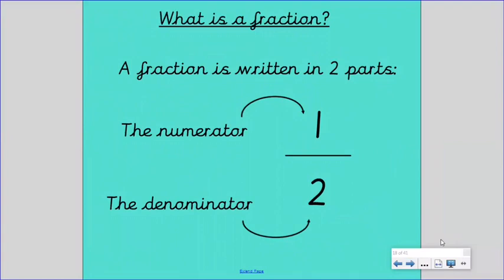A fraction is written in two parts. We have the numerator on the top and the denominator on the bottom. You don't necessarily have to remember the words numerator and denominator, but for my year 2s, that's something that you will need to remember when you get to year 3 next year. Okay? You can call them the top and the bottom number if you like.